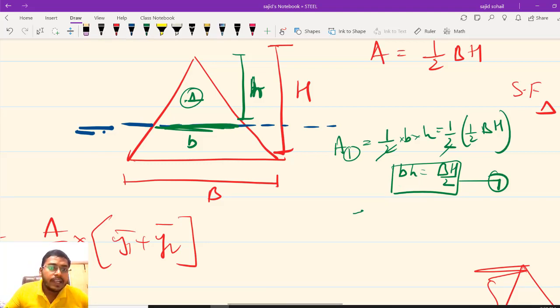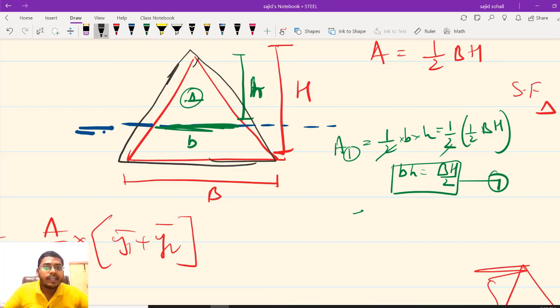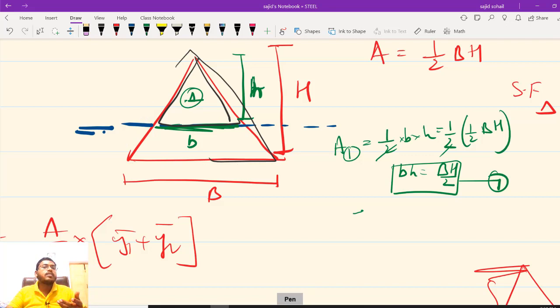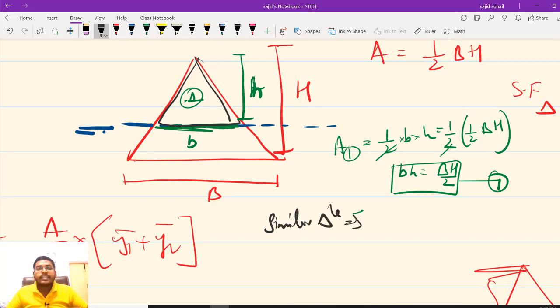See, I will highlight with the black color. Just see carefully. So this outer triangle is one triangle and inner triangle is the second triangle. These are similar triangles, right? Obviously these are similar triangles. So as they are similar triangles, I can write b divided by h is equal to capital B divided by capital H.